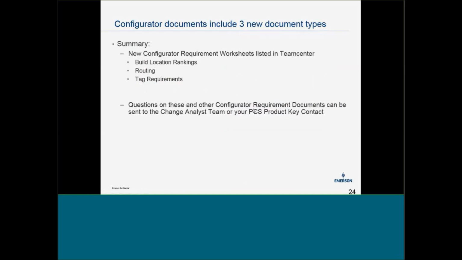So in summary, the build location rankings, routing worksheet, and tag requirements are now in scope. And contacts on these documents or the configurator requirement documents can be sent to the change analyst team or your PCS product key contact.